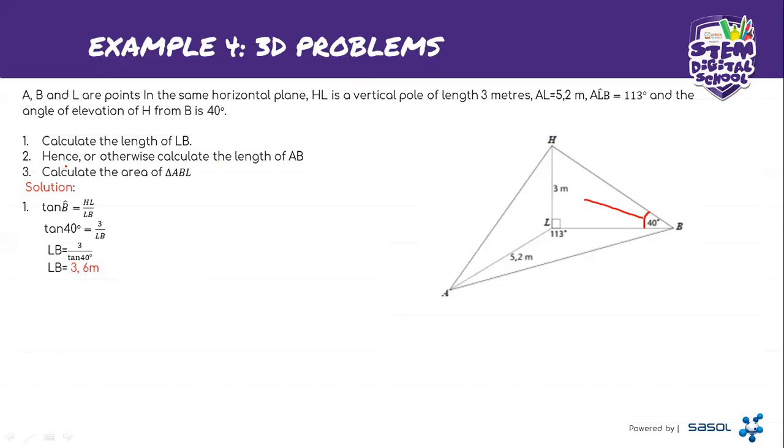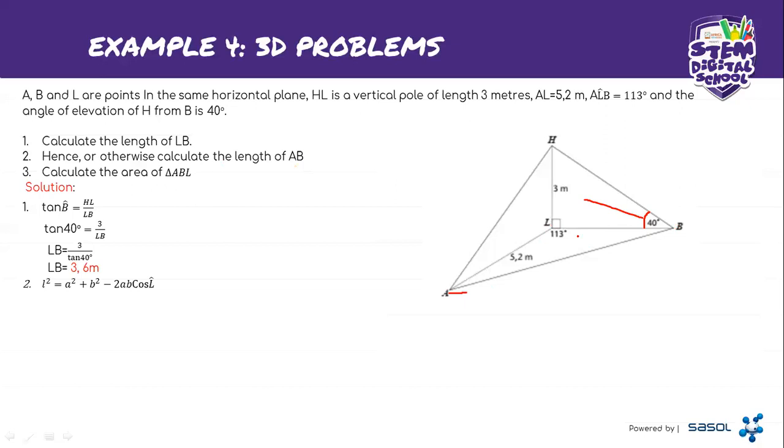The second question: hence or otherwise calculate the length of AB. Let's calculate the length of AB. Where is AB? This is AB, right? Now we have to check what we are having. We're having side AL, we're having also side LB, and the angle is between the two given sides. Meaning in this one, we're going to use what? Cosine rule. We're going to use cosine rule.